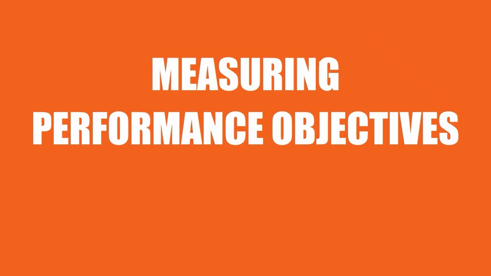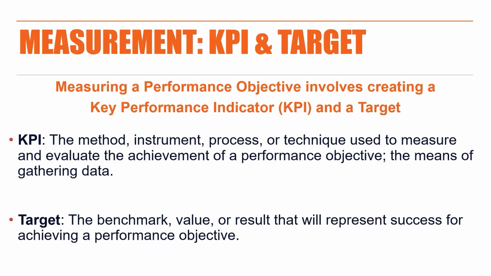Once a performance objective has been written, the next step is deciding how it will be measured. Measurement is essential because it provides the data needed to evaluate whether the objective has been achieved and to guide future improvements. Measuring a performance objective involves two key components: the key performance indicator and the target.